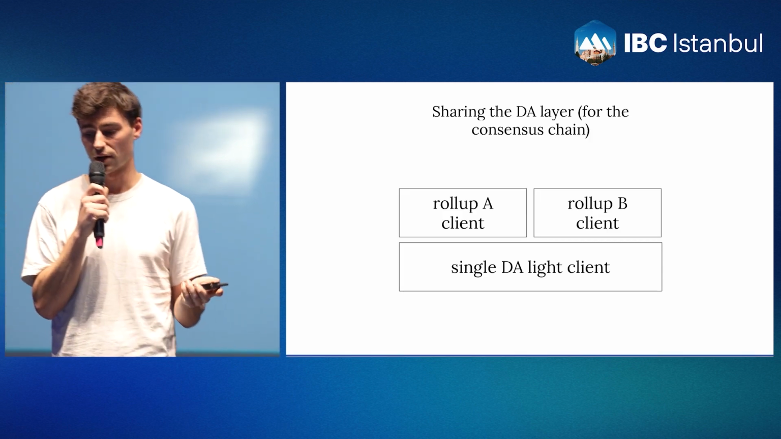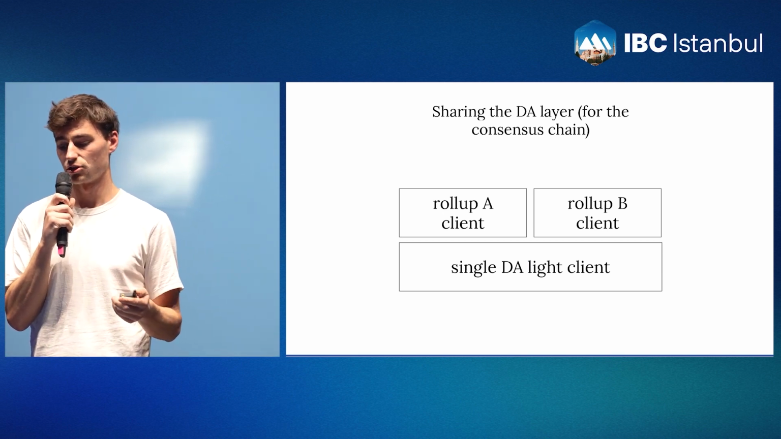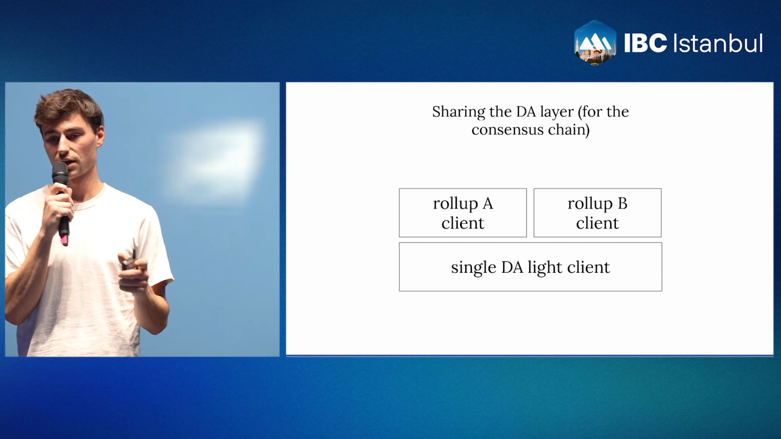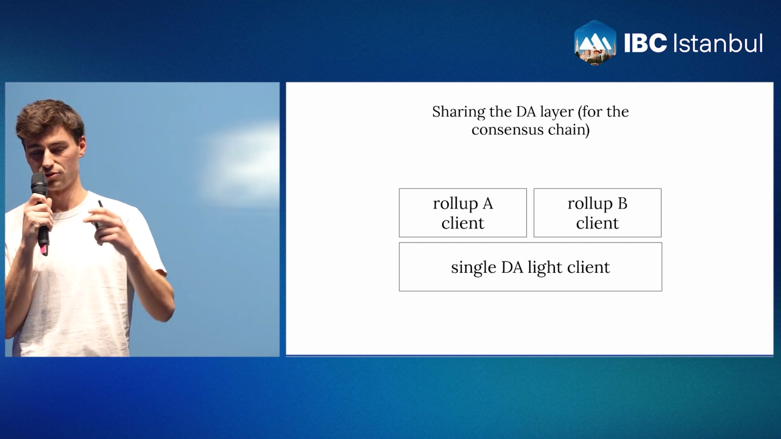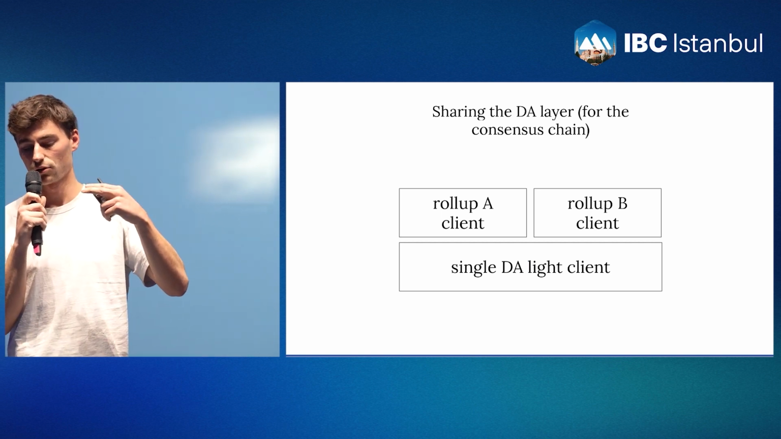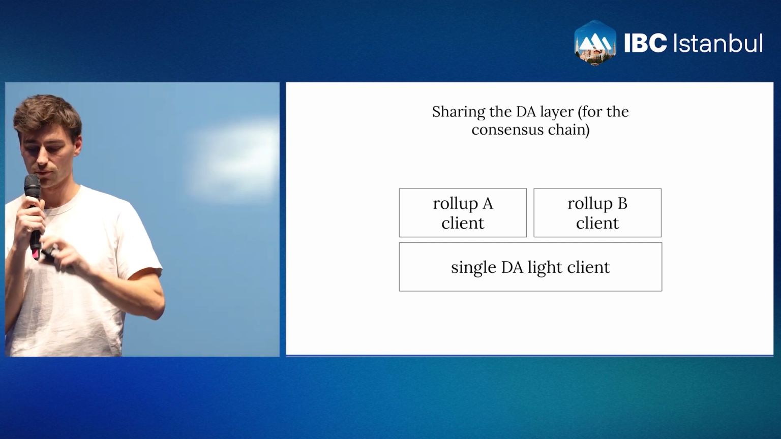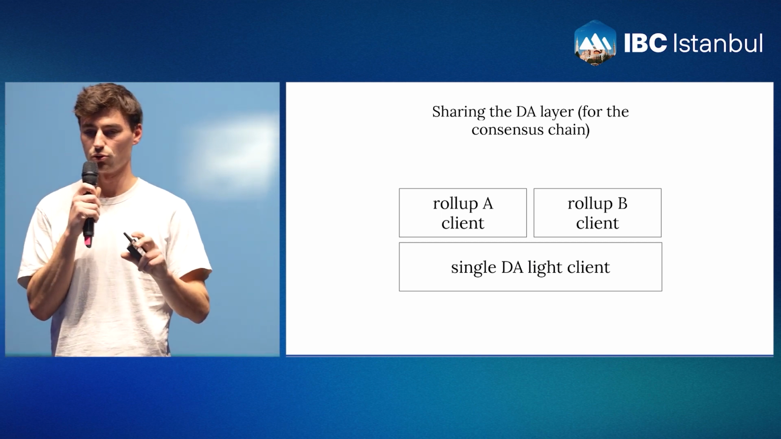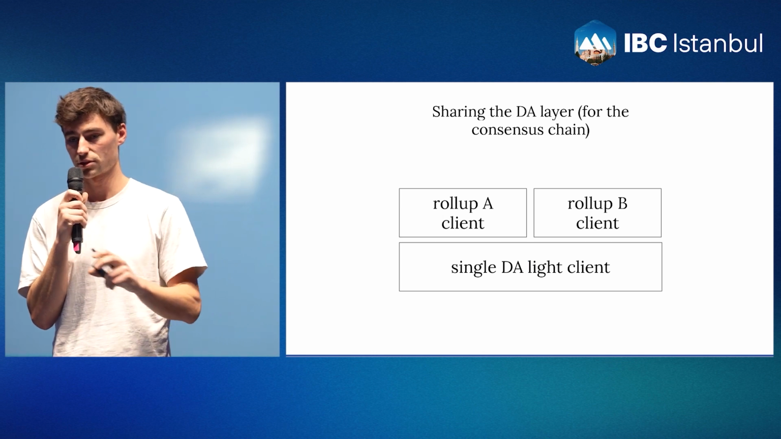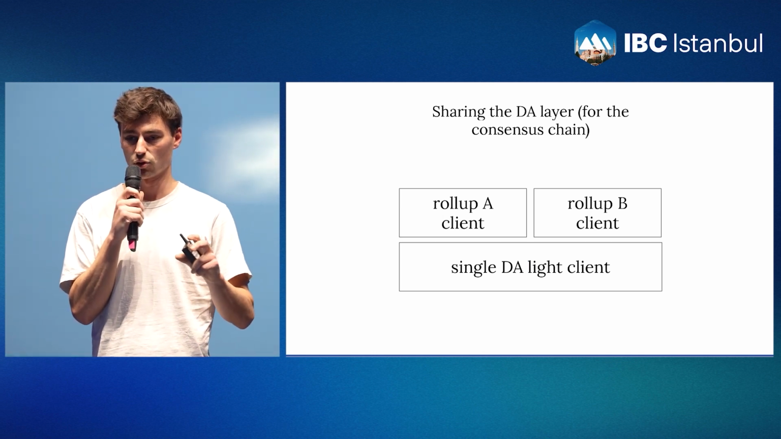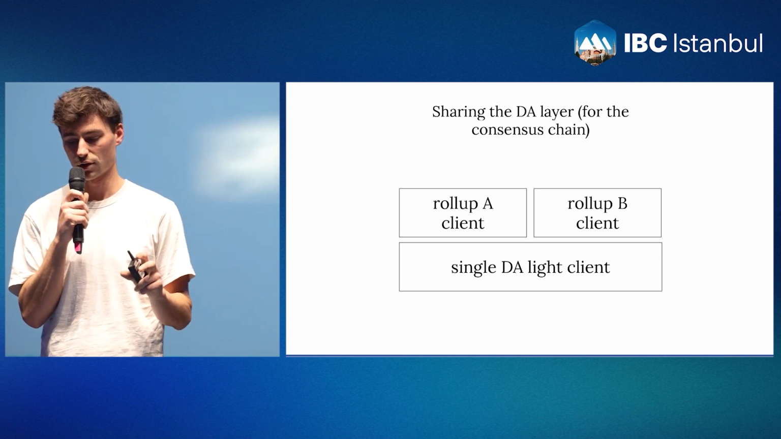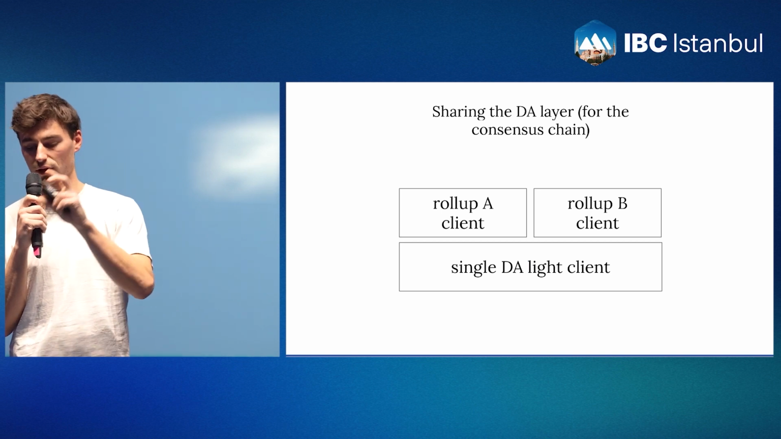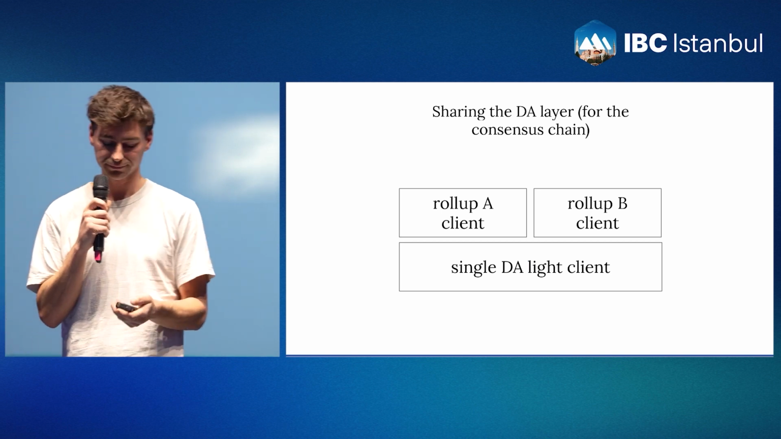There are also advantages from the consensus chain side. If we have a single DA-like client, in this multi-client model where we're separating the execution from the inclusion, the same DA-like client can prove inclusion of multiple transactions from different rollups. And so you don't have to have multiple DA clients. You can just have one. And then on top of that, you'll have each of the execution clients.